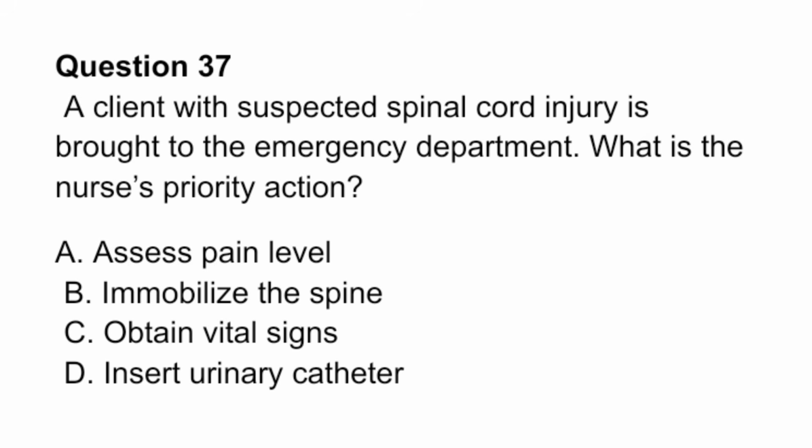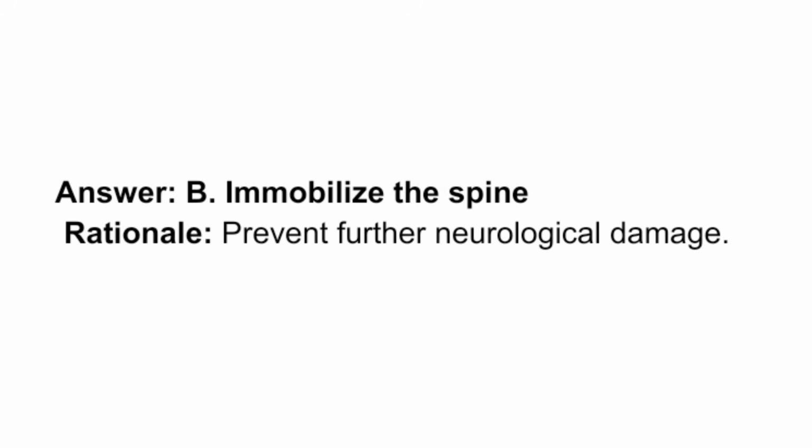Question 37. A client with suspected spinal cord injury is brought to the emergency department. What is the nurse's priority action? A. Assess pain level. B. Immobilize the spine. C. Obtain vital signs. D. Insert urinary catheter. Answer: B. Immobilize the spine. Rationale: prevent further neurological damage.